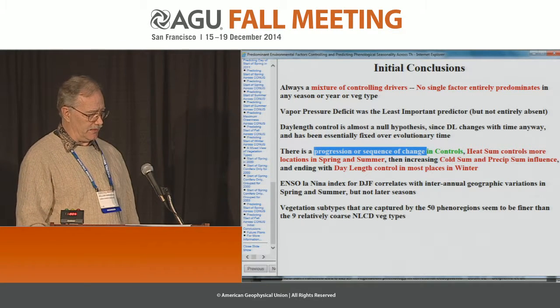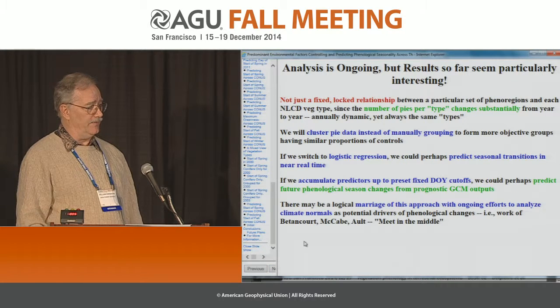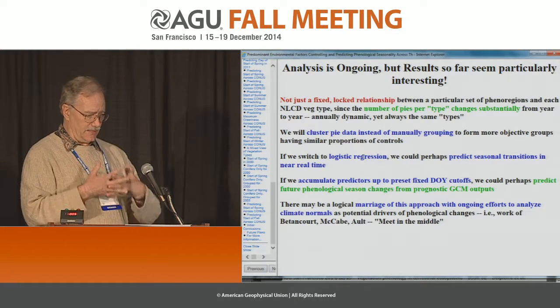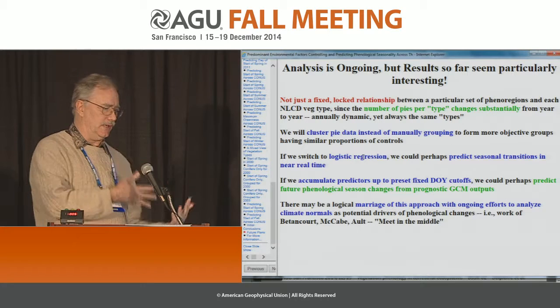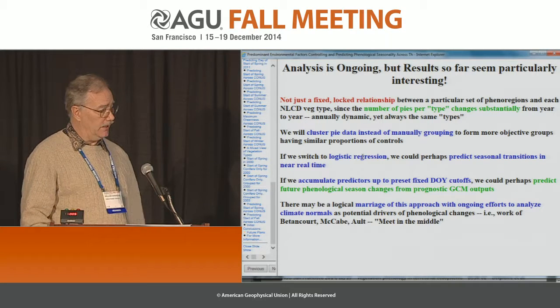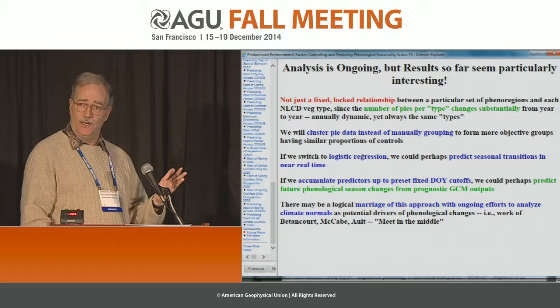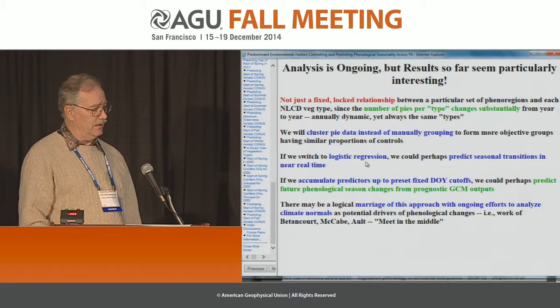We got some ENSO, La Nina influences, and I'll speed up here. I'm fascinated by this. I don't think it's a fixed, locked relationship between a particular set of phenoregions and a particular NLCD veg type because the number of phenoregions, the number of pies varies. And I'll skip to the end now.